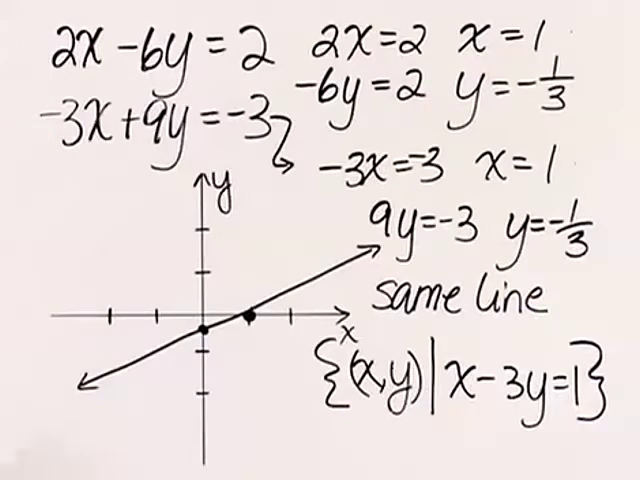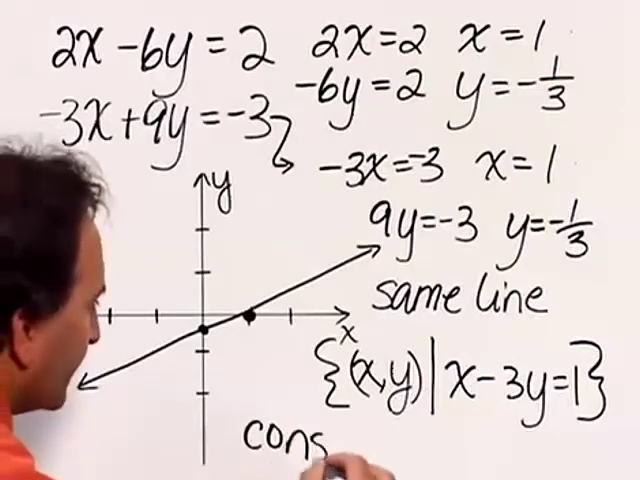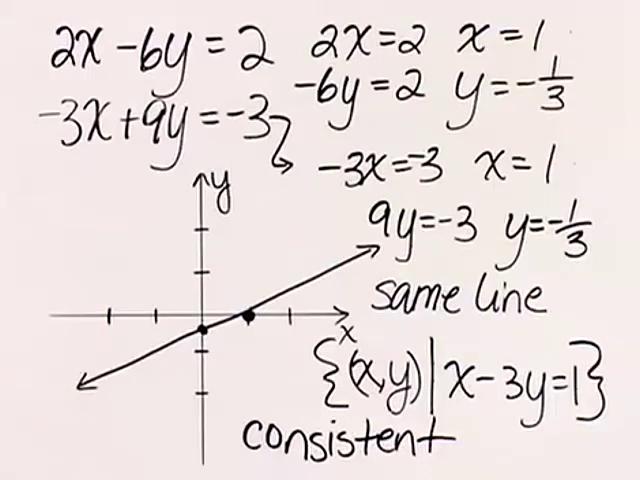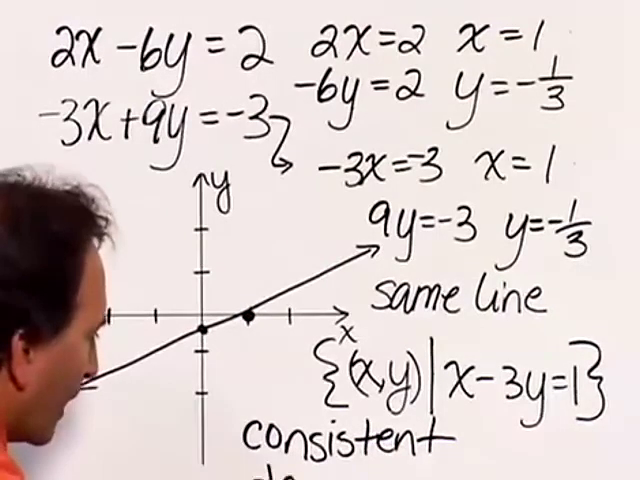Now, in this particular case, since we have a solution, the system is consistent. The equations in this case, because they are the same, are dependent.